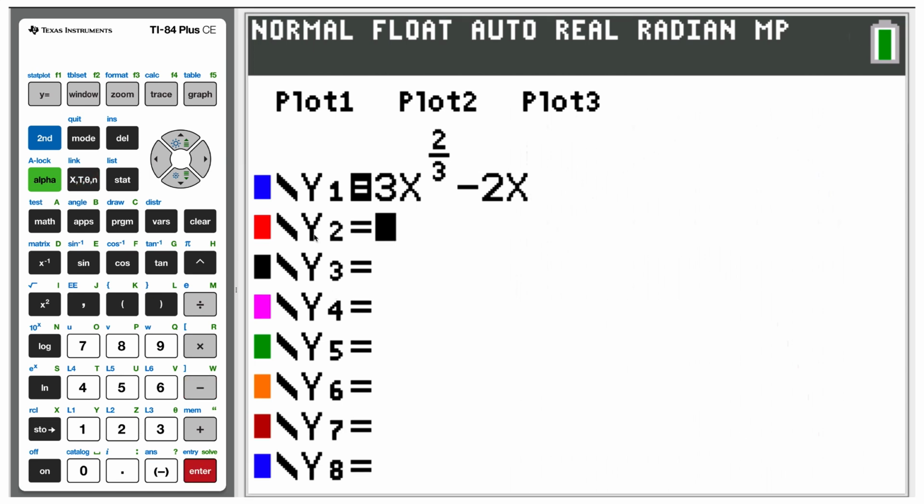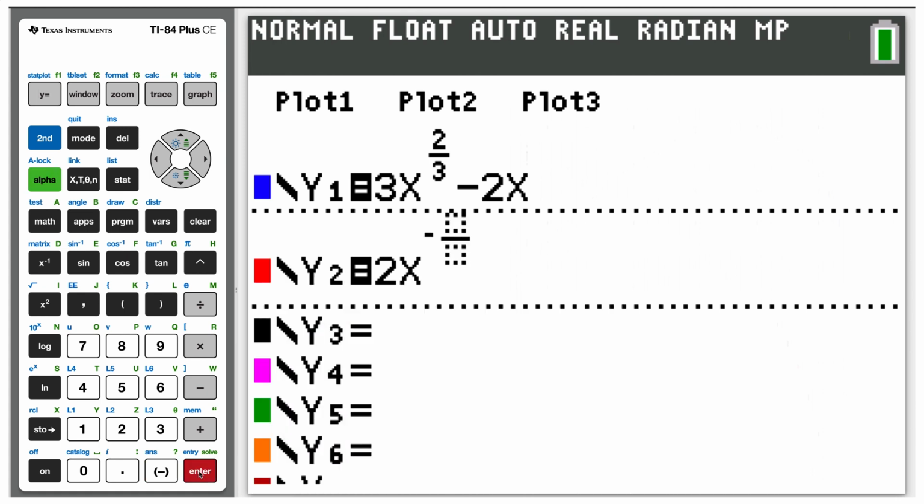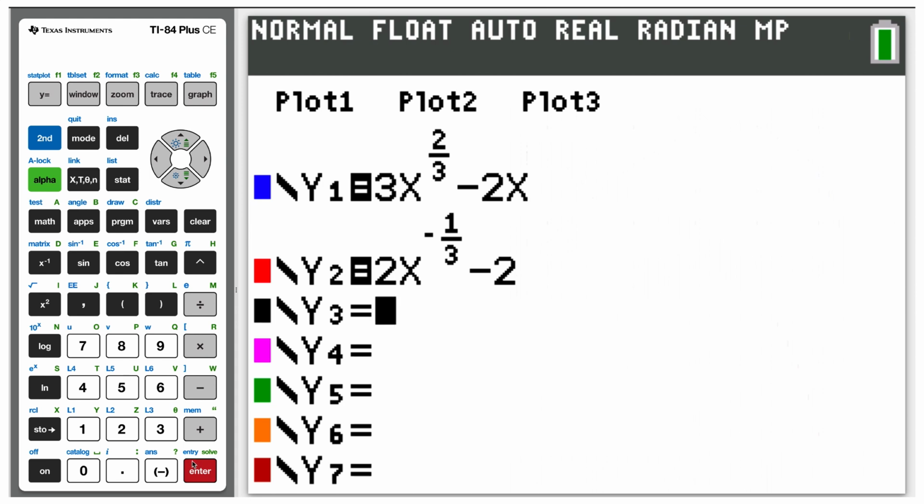Alright, then for the derivative that we found that we're going to enter, was 2x raised to the negative. Make sure you hit the negative button, not the minus. Alpha y equals fraction 1/3. Right arrow out of there, minus 2.